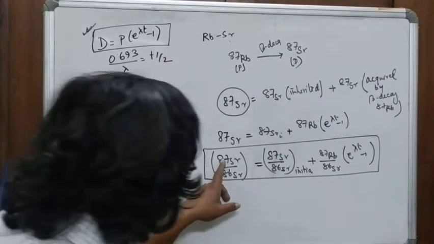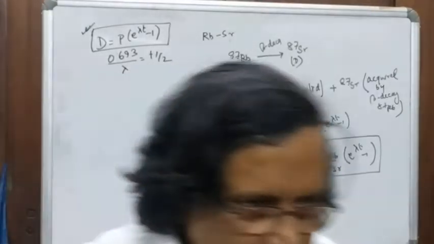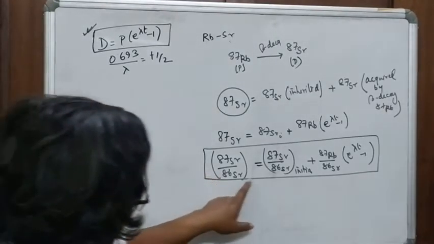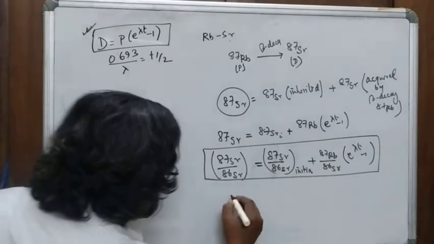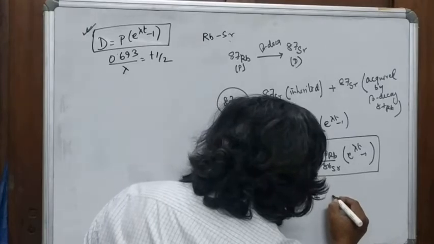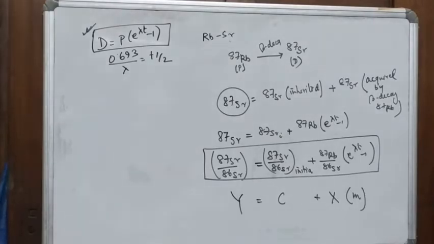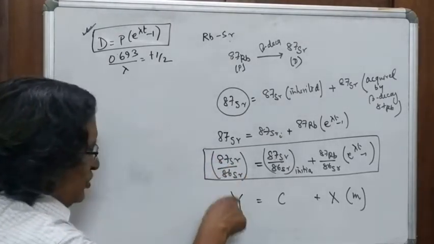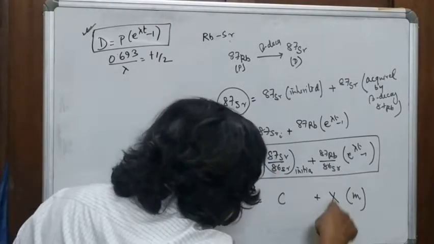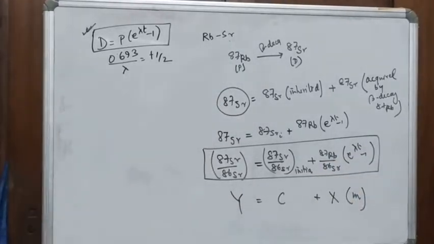Now 87 strontium is divided by a constant number. 86 strontium does not change its abundance since it formed. If you do this, then this equation can be written as y equals c plus x times m. It's a straight line equation where y is the measured 87 strontium by 86 strontium, c is the intercept, x is 87 rubidium by 86 strontium, and e to the lambda t minus 1 is the slope.